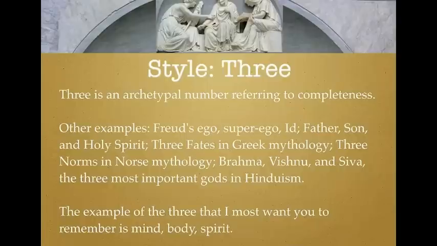The example of 3 that I want you to remember, though, is mind, body, and spirit. And I want you to think about, if we were going to take those 3 things, who would be the characters who would best represent those 3 things? Who would be the mind, who would be the body, and who would be the spirit?